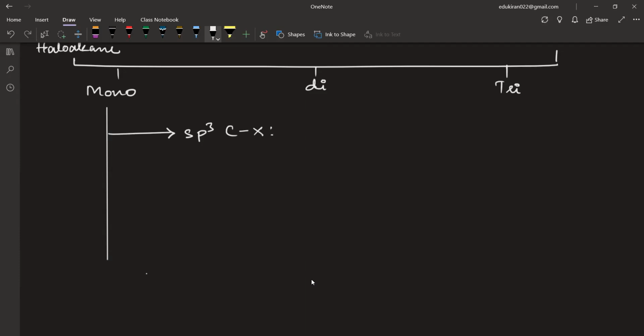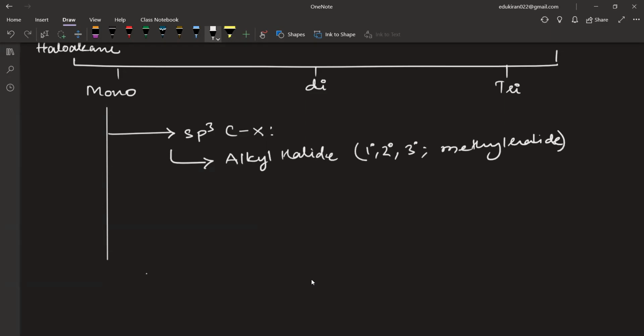Now in this we have three different categories. Number one is alkyl halide, which can have further classification such as 1 degree, 2 degree, 3 degree. Another one is methyl halide, which doesn't fall under 1, 2, 3 degree. You have carbon and then halogen, with only hydrogen otherwise. That means this carbon is connected to no other carbon atom. That is why it is known as methyl halide.